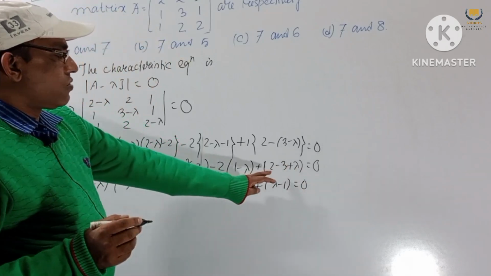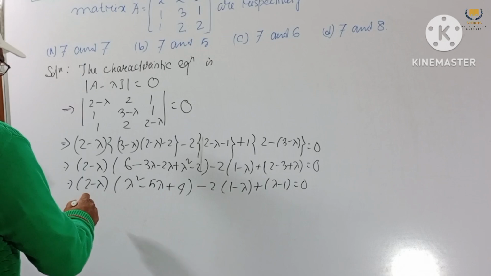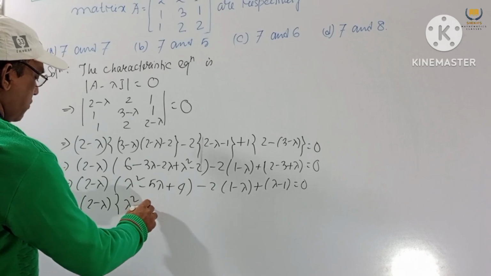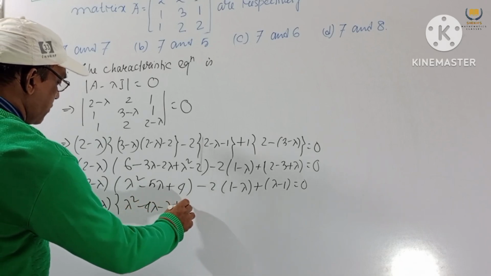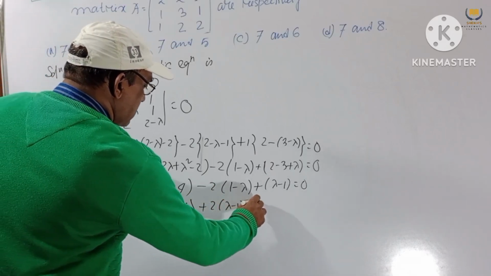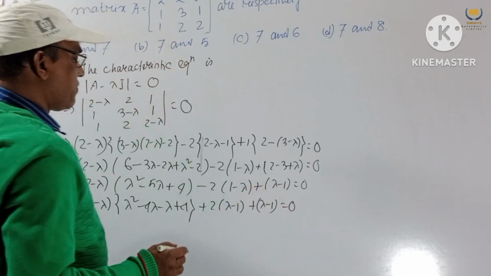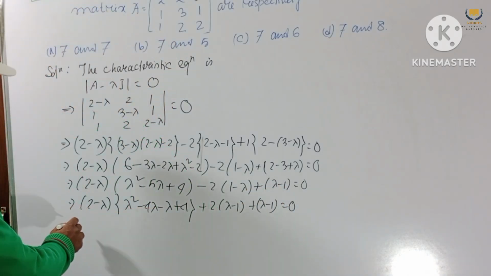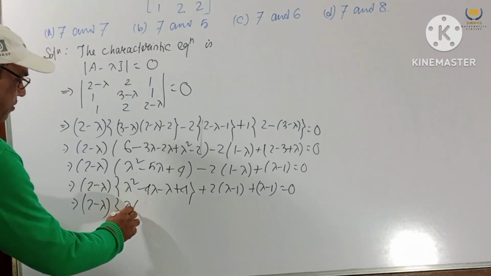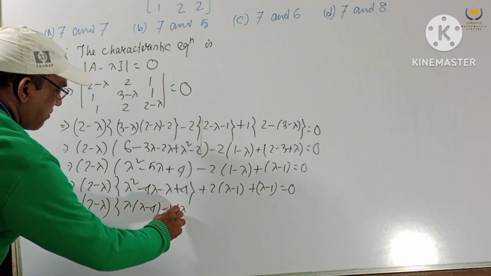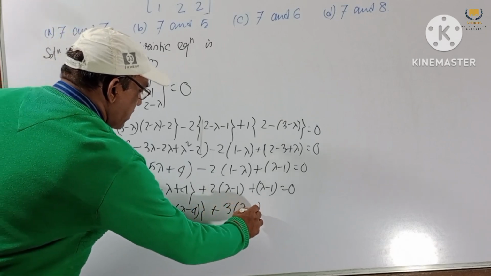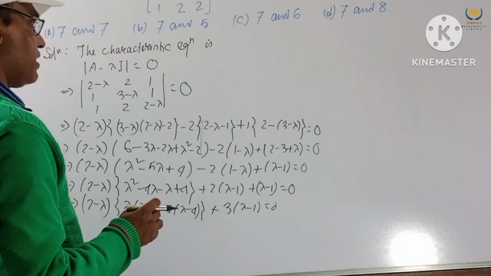So 2 minus 3 is minus 1, and this is 2 minus lambda, lambda square minus 4 lambda minus lambda plus 4. This is minus common, then plus 2 lambda minus 1. This is lambda minus 1, this equal to 0. We get this. Next, 2 minus lambda remains same, and this is lambda common, lambda minus 4, minus 1 common, lambda minus 4. We get this, and this is 3 lambda minus 1 equal to 0. 2 and 1 3, we get this.